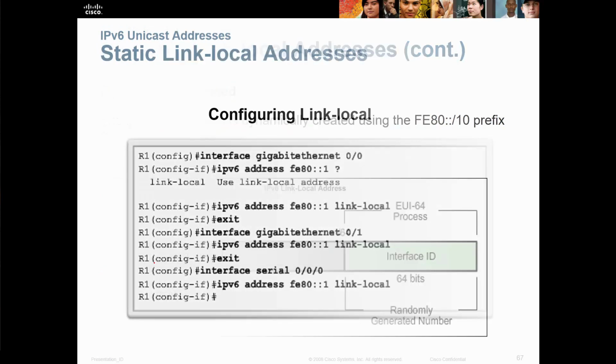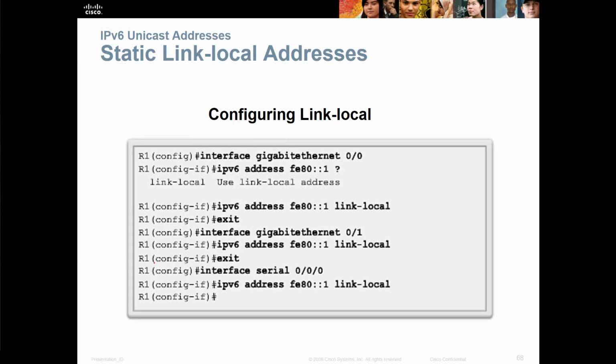We can actually set them by navigating to the appropriate interface, ipv6 address FE80, the appropriate address, and then doing link-local. Remember, these are going to be based off of a specific LAN. They will not cross a layer 3 barrier, meaning we can have the same address for different networks.